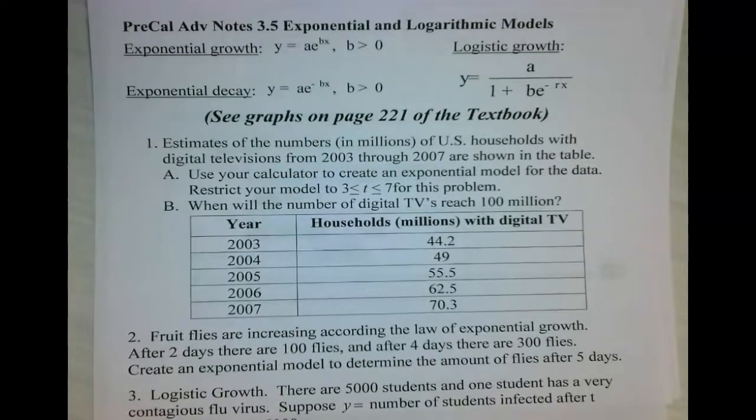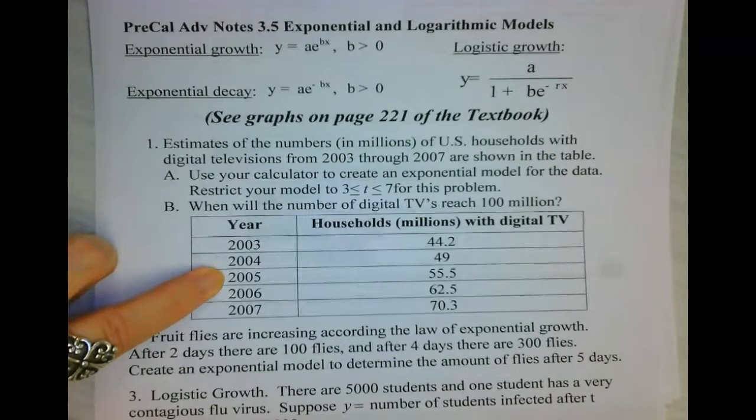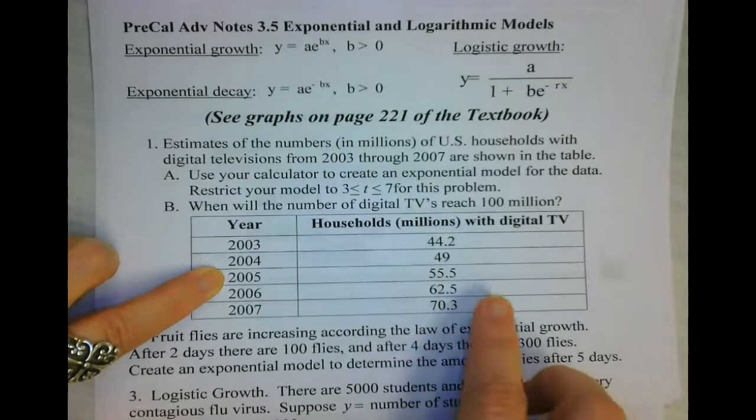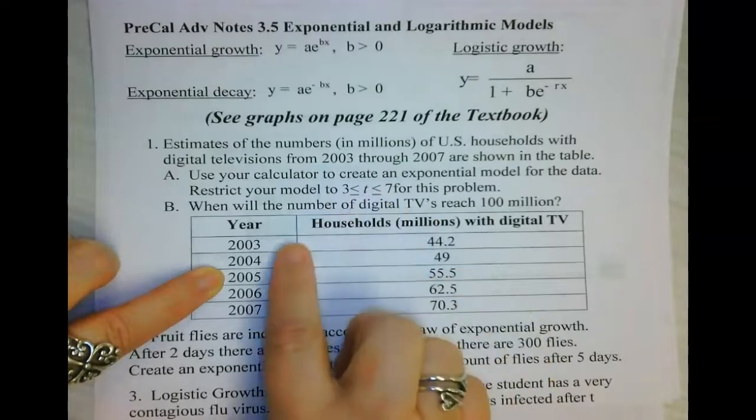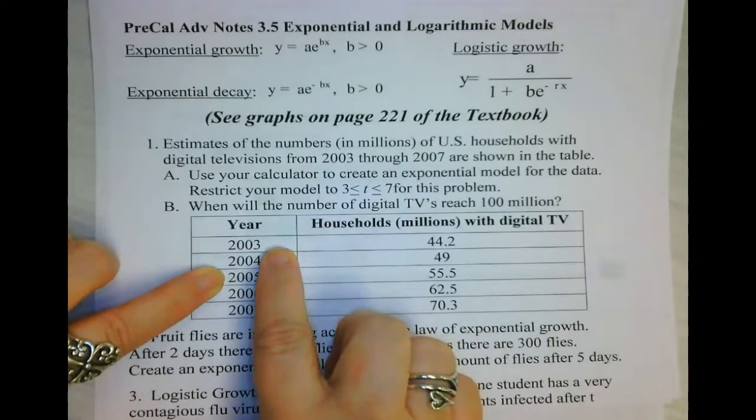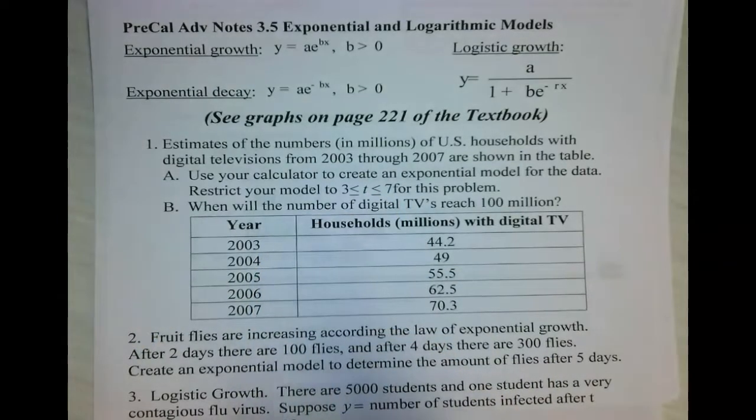So we're going to create an exponential model using the regression tools. We're going to restrict the model from 3 to 7 for this particular problem. And then we're going to enter this in the calculator. So we're going to go to our stat menu. We're going to put the years in L1, and we're going to put the TV numbers in L2. But it says restricted 3 to 7. So instead of entering 2003, we're going to enter 3, and then 2004 will be 4, and so on and so forth.